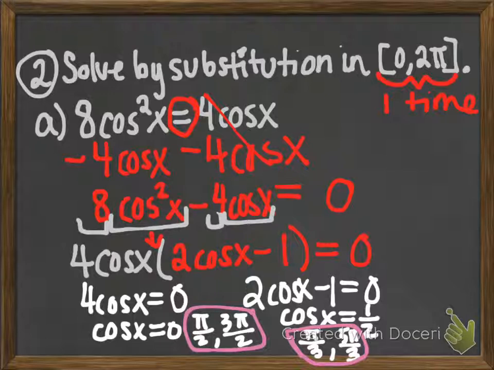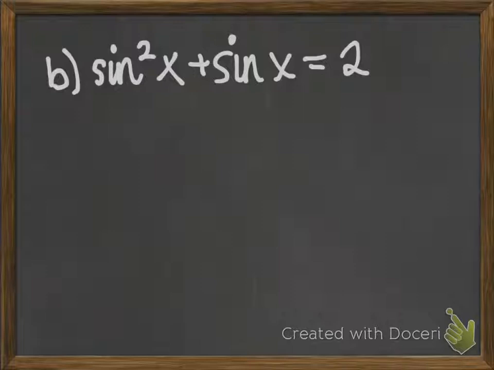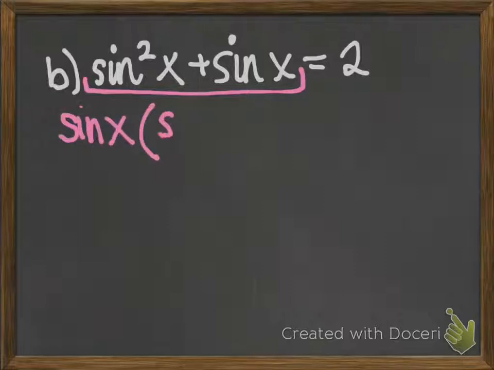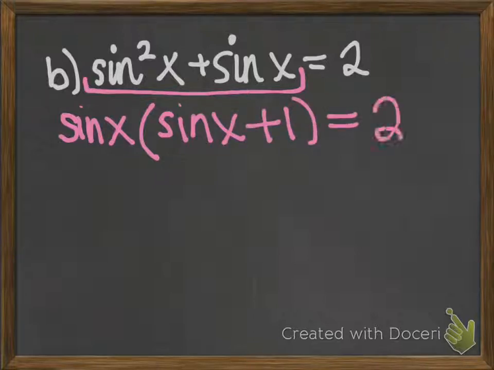Okay, let's do another one. So here is sine squared x plus sine x equals 2. Again, I have the signs on the same side. For here, I actually left the 2 where it was. You could subtract the 2 and factor, but I think it's extra work because you're going to end up solving anyway. So on this one, I took a sine x out of both of these because they have that in common, right? And that leaves me sine x plus 1 equals 2, right?